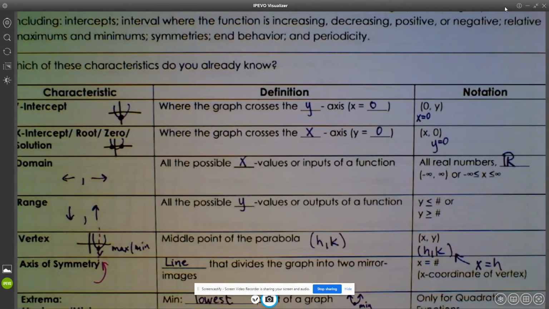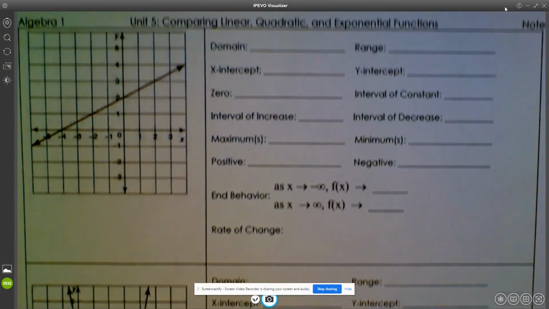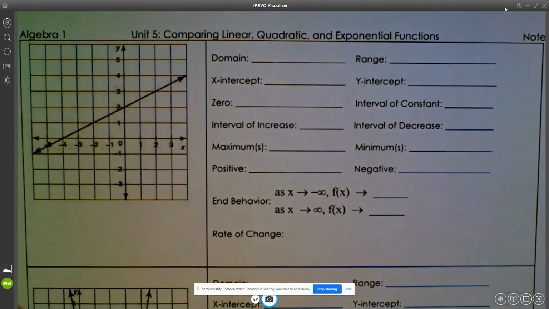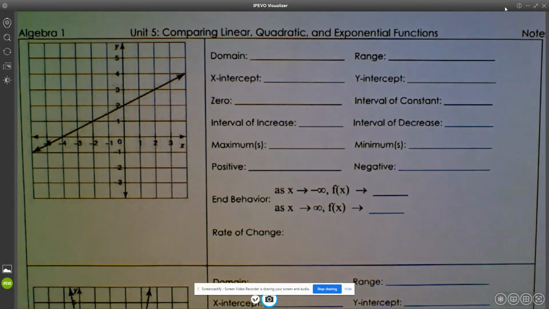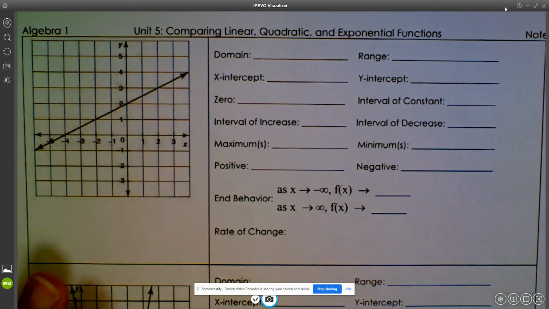Okay, so these are all of our definitions, these are the definitions of the characteristics from units 2, 3, and 4. Unit 2 concerned linear functions. Unit 3 concerned quadratic functions. And remember, unit 4 was exponential. So let's actually revisit, also known as review, some of these, okay? So let's look here. This is a linear function.